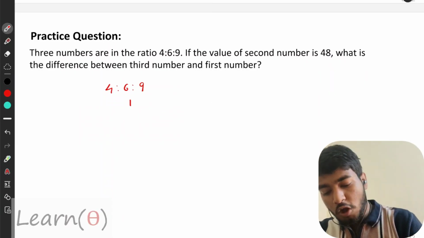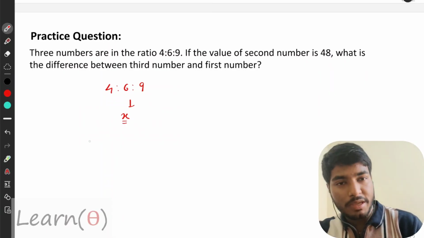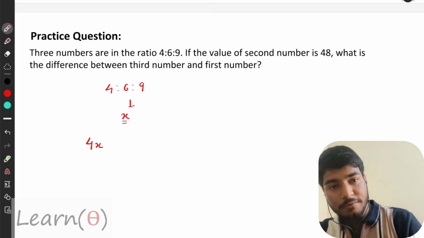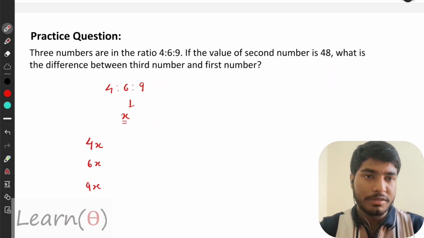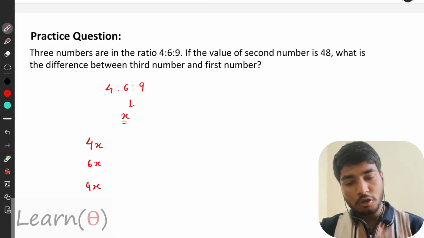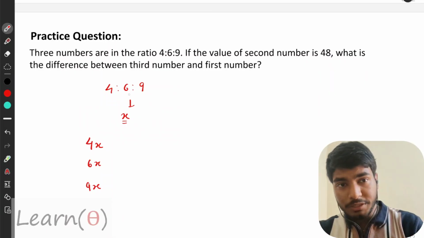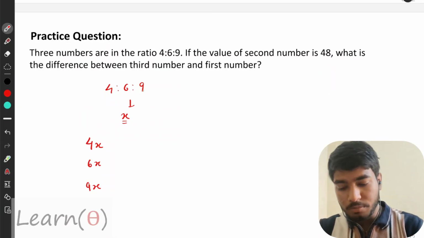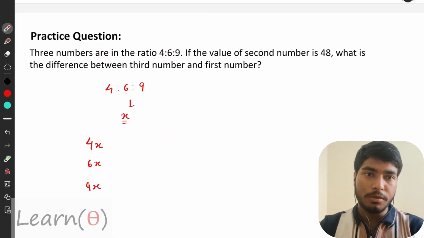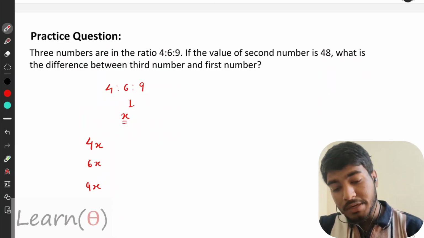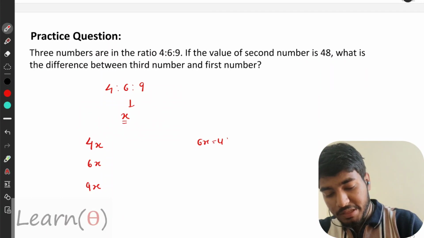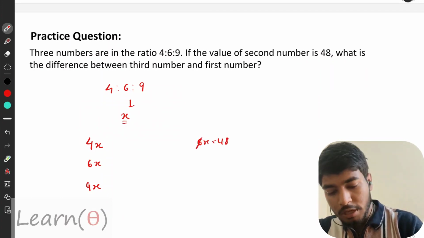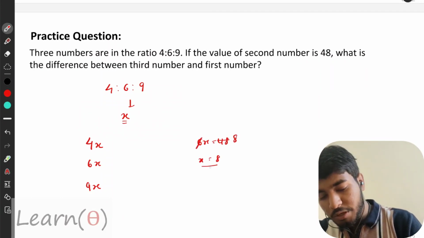Definitely not. Take a common factor between them. Let us take the common factor as x. So the first number is 4x, the second number is 6x, and the third number is 9x. Okay, now it is said that the second number is 48. So can I say that 6x is equal to 48? Yes, I can. So the value of x is equal to 8.